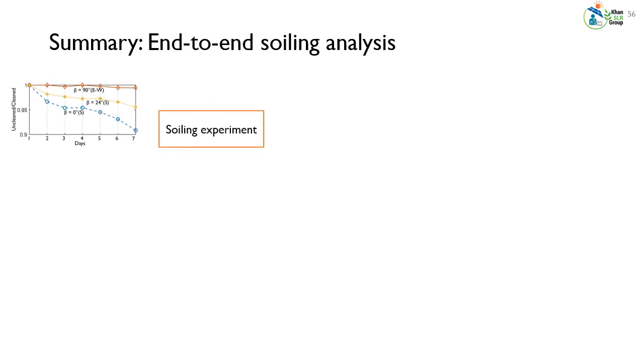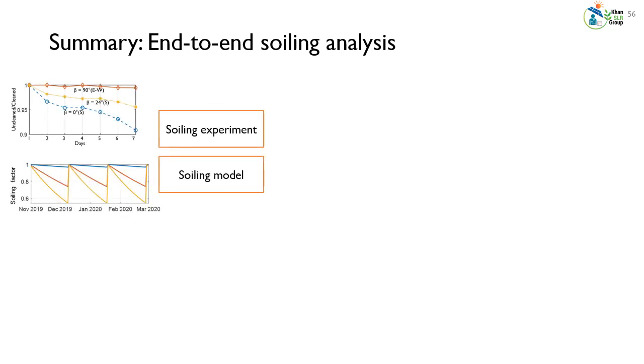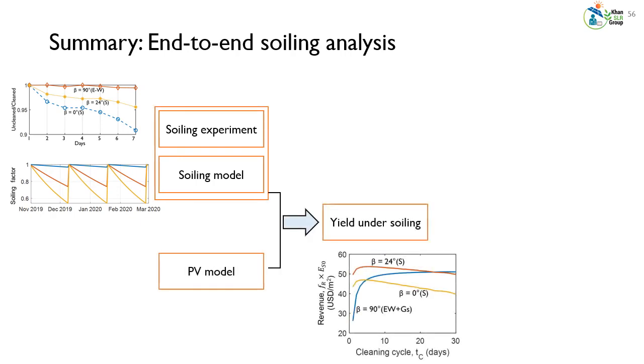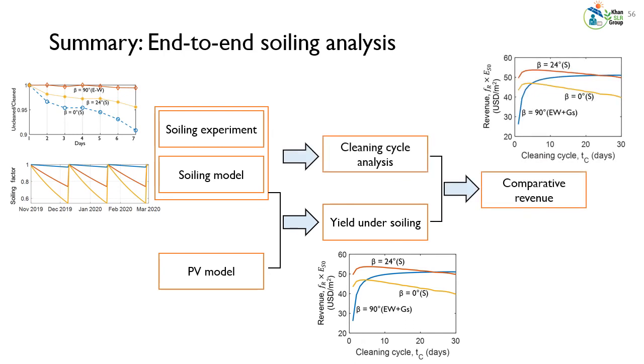So here's the summary. You start off with the soiling experiment. You have the soiling model from the soiling rates. You have a PV model to get the clean panel output, and you merge with the soiling model to get yield under soiling. And then you do the cleaning cycle analysis to compare the revenue and figure out the best possible configuration for your location.